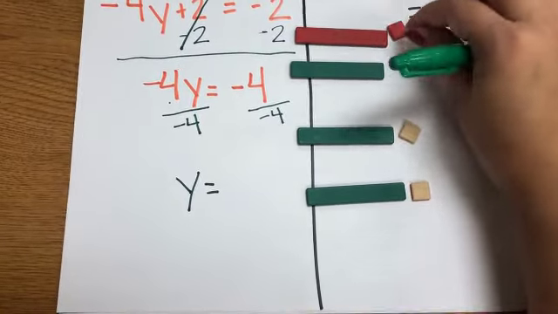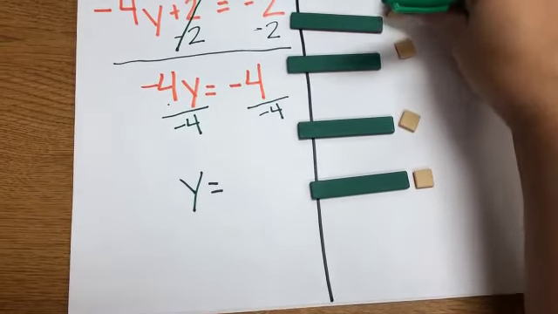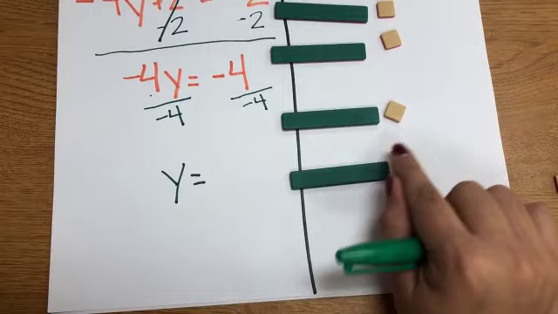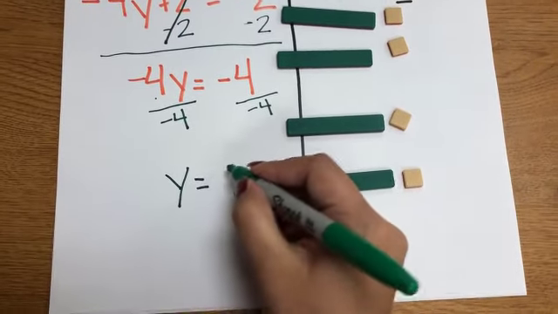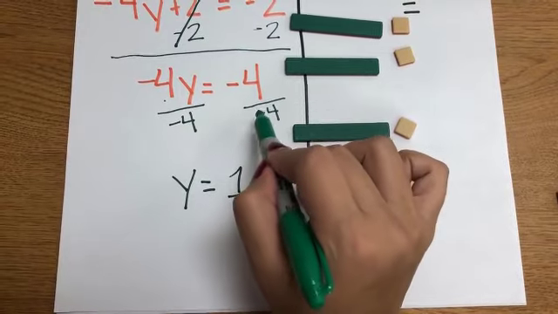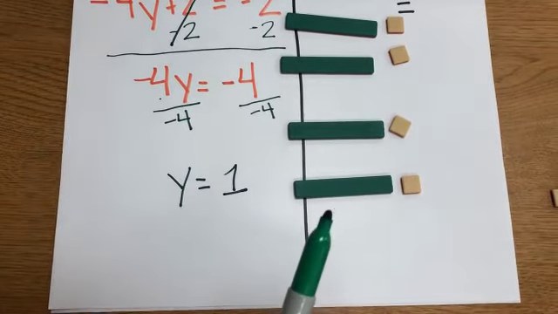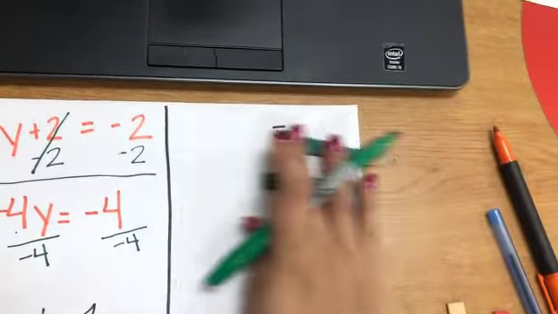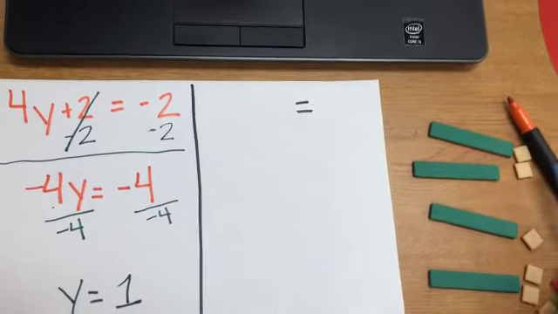However, I only want to know how much just one of these is worth. So how much is just one y value worth? I know that it's equal to a positive 1. And that's because a negative 4 divided by a negative 4 gives me a 1. All right, let's go ahead and check our work on the other side.